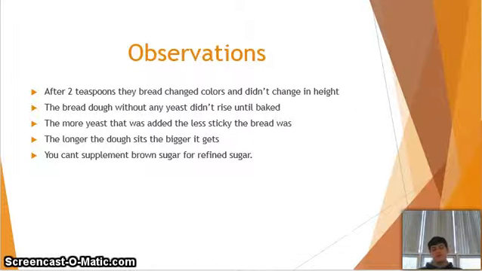The more yeast that was added, the less sticky the bread was to handle when kneading. The longer the dough sits, the longer and bigger it becomes. You can substitute brown sugar for refined sugar if needed.